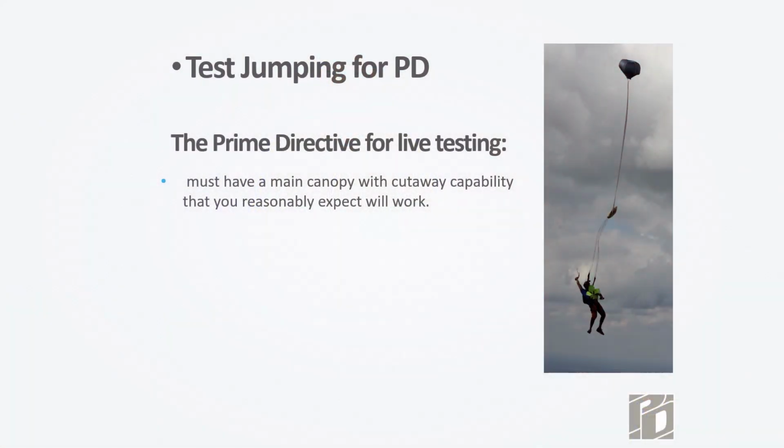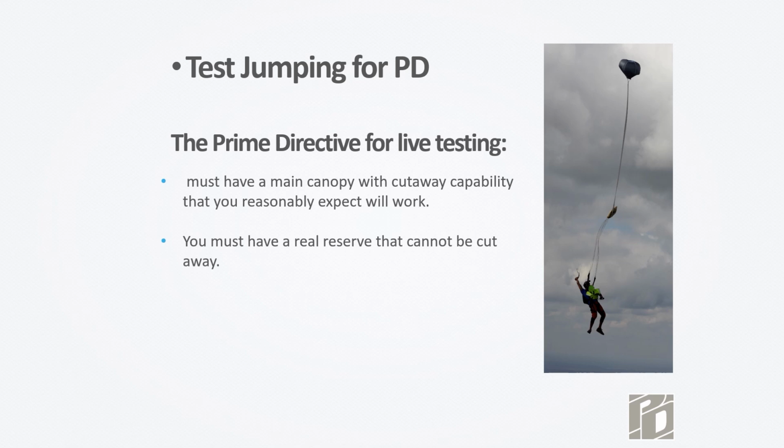So here it is. First off, this is pretty basic, you must have a main canopy that you can cut away, and you have a reasonable expectation that it's going to work well enough to land. Doesn't mean you're absolutely sure it's going to work, but you're pretty sure. Second part is you must have a real reserve, TSO'd, properly functioning reserve in a reserve container, and you cannot have a way to cut that away.